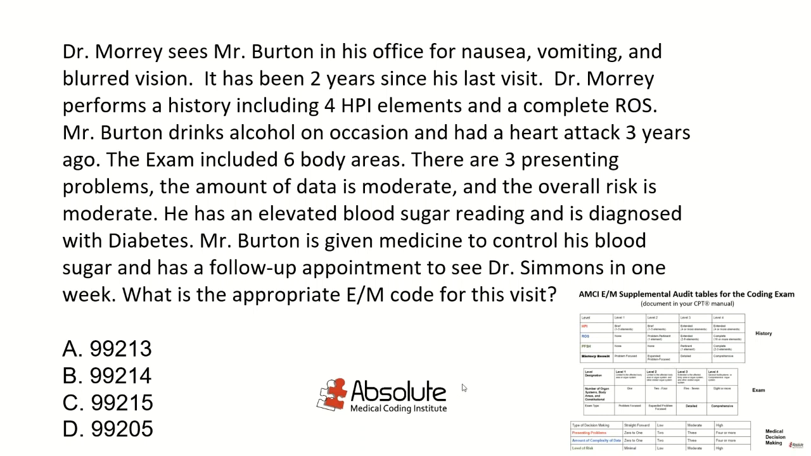Dr. Murray performs a history including 4 HPI elements and a complete ROS. Mr. Burton drinks alcohol on occasion and had a heart attack 3 years ago. The exam included 6 body areas. There are 3 presenting problems. The amount of data is moderate, and the overall risk is moderate. He has an elevated blood sugar reading and is diagnosed with diabetes. Mr. Burton is given medicine to control his blood sugar and has a follow-up appointment to see Dr. Simmons in 1 week. What is the appropriate E&M code for this visit?